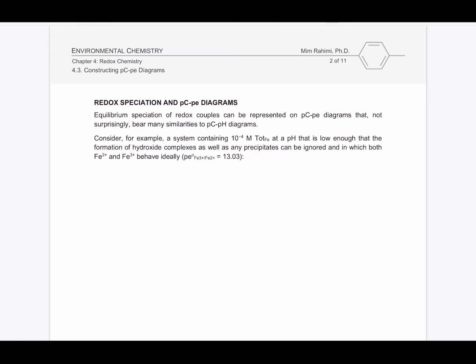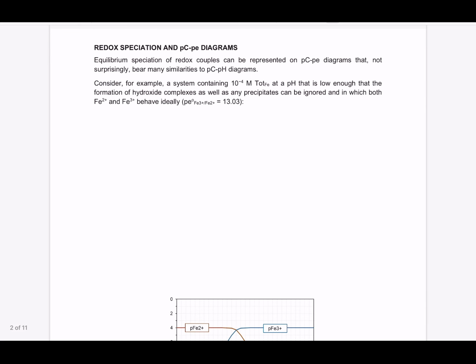So the only thing is, as you'll see, some of this speciation is pH dependent. And for this lecture, we'll fix the pH. So we're not modulating the pH also. It's just fixing the pH, just changing the concentration activity of the electron. So we start from the simplest scenario, going for like one standard redox reaction and see how the PC-pH diagram look like. So let's assume we have the total value of iron to be 10 to the minus 4.